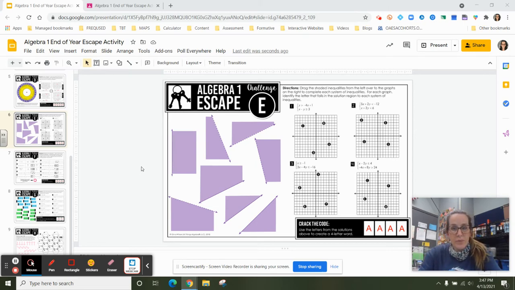Algebra 1, Escape Room, Challenge E. Let's check it out. It says drag the shaded inequalities from the left over to the graphs on the right to complete each system of inequalities. Okay, identify the letter that falls in the solution region for each system.